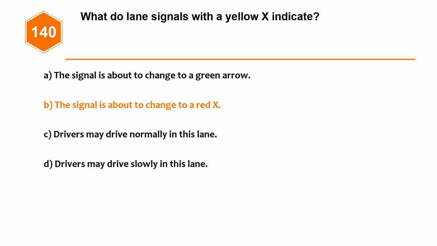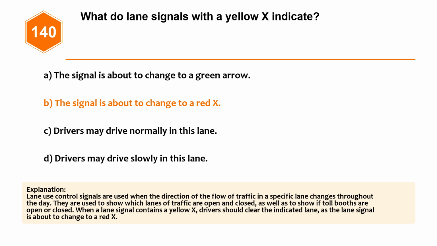The correct answer is option B. The signal is about to change to a red X. Explanation. Lane use control signals are used when the direction of the flow of traffic in a specific lane changes throughout the day. They are used to show which lanes of traffic are open and closed, as well as to show if toll booths are open or closed. When a lane signal contains a yellow X, drivers should clear the indicated lane, as the lane's signal is about to change to a red X.